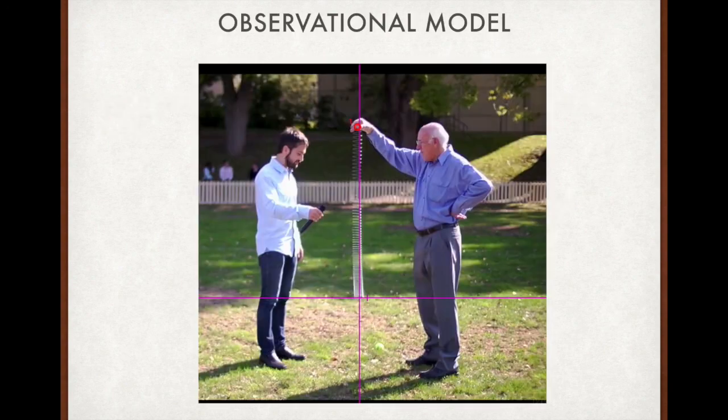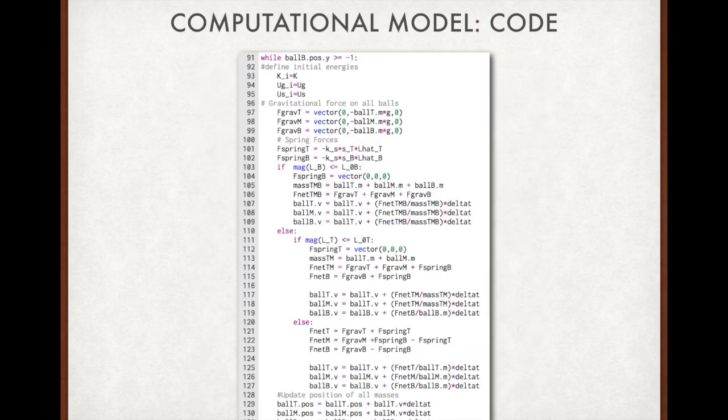Here's my observational model. I set the origin at the bottom of the Slinky and tracked the motion of the top of the Slinky as it is released from rest. As you can see, the bottom of the Slinky oscillates slightly but does not affect the overall motion of the Slinky. Here is the code for my net force and position updates for my predicted model.